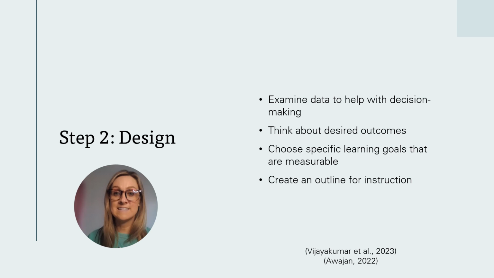Next, we move into the second phase of design. At this point, we have determined what we need, and now we need to create the instructional plan that we want to move forward with. To do this, we want to examine the data that we have to make the best decisions for our learner population. We want to think about what our desired outcomes are and how we will measure specific learning goals. We want to have an outline for instruction in this step.